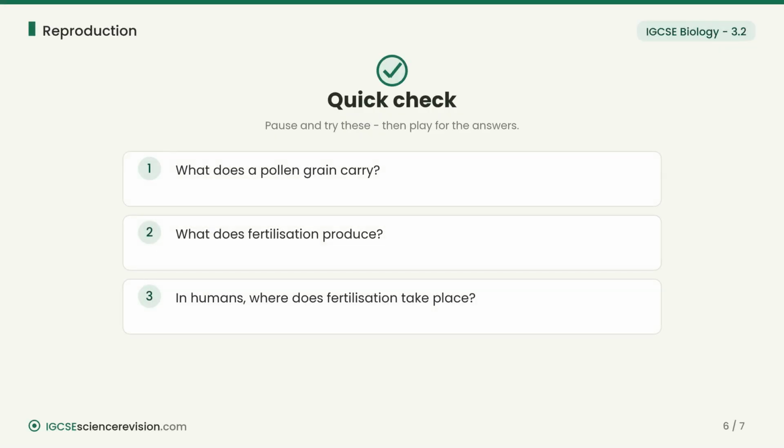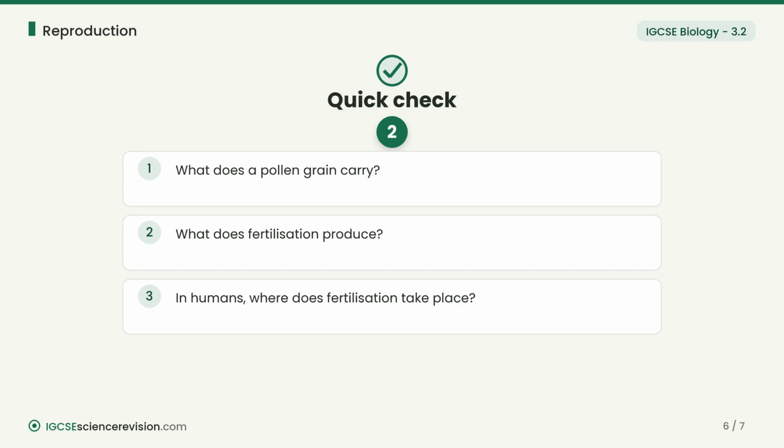Let's check what you've learned. Question 1. What does a pollen grain carry? Question 2. What does fertilisation produce? Question 3. In humans, where does fertilisation take place? Pause the video and have a go.